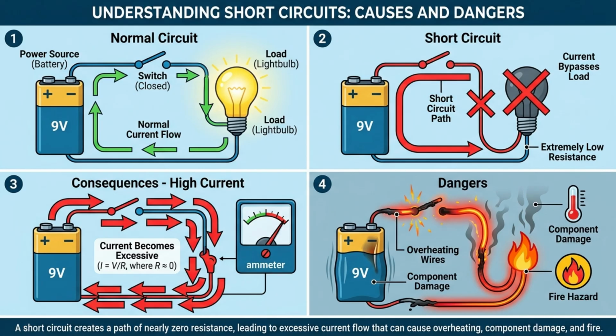A short circuit is a condition in which 2 points in a circuit are connected by a path with extremely low or nearly zero resistance. In theory, this means current can become very large because there is almost no opposition to flow. In real systems, short circuits are dangerous because they can cause overheating, component damage, or even fire.